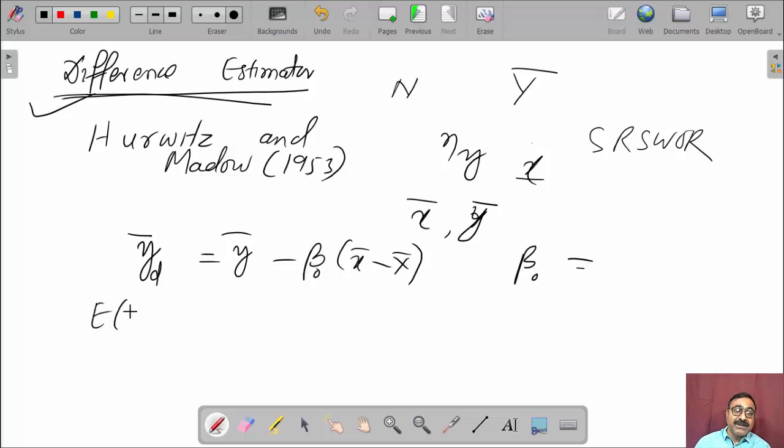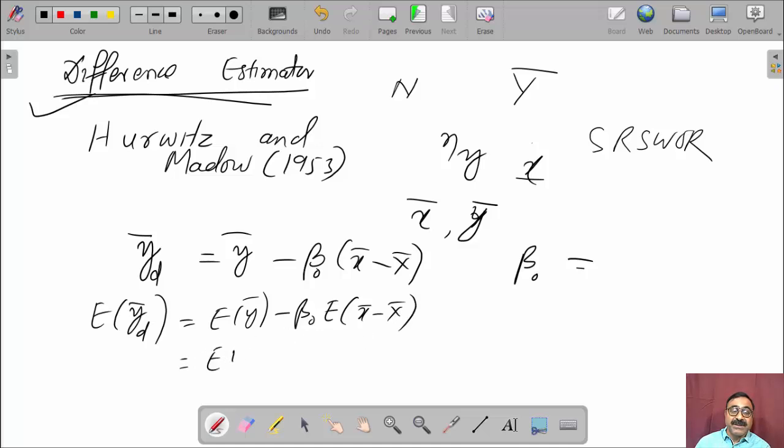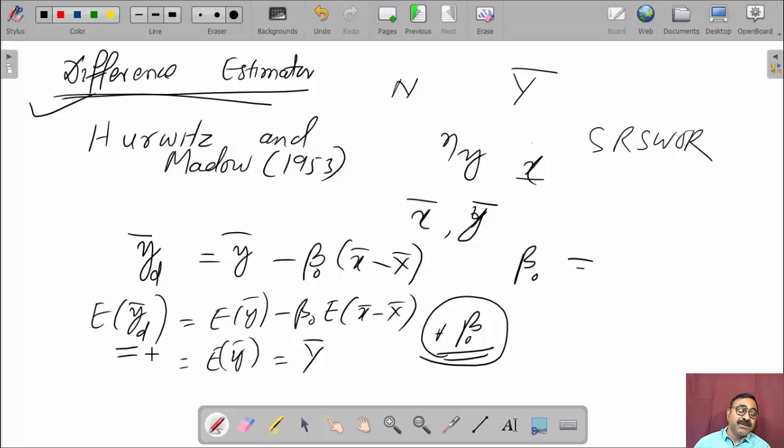Now we can find the expectation of y d bar, that is equal to the expectation of y bar minus beta 0 times the expectation of small x bar minus capital X bar. So that is equal to the expectation of y bar, that is equal to capital Y bar. So for all values of beta 0, the difference estimator y d bar gives an unbiased estimator of the population mean Y bar.